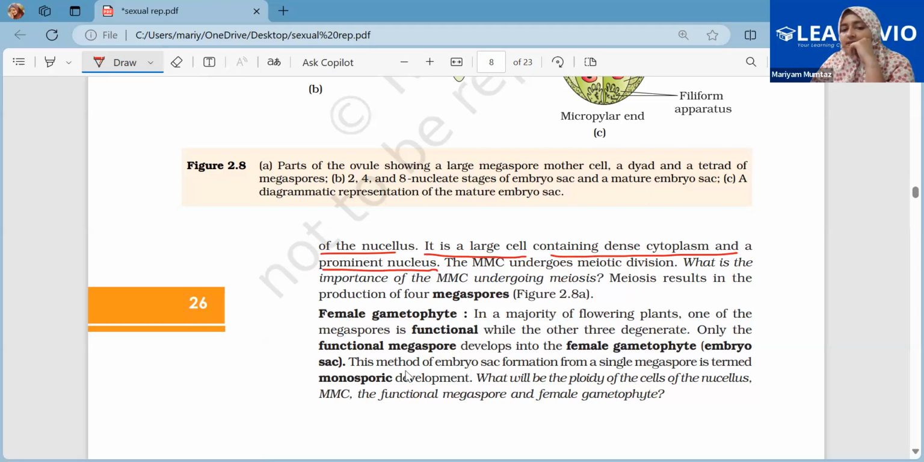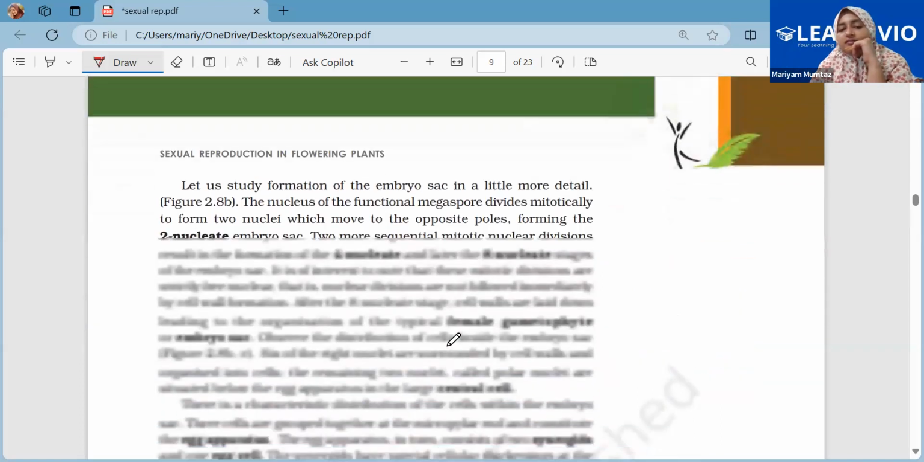Now, the megaspore mother cell undergoes meiotic division and forms 4 megaspores. Out of these 4 megaspores, only one is functional. The rest 3 will degenerate because they are non-functional. The functional megaspore develops into the female gametophyte or the embryo sac. And since only one megaspore is being used, we'll call it monosporic development. Mono means one, sporic is referring to the megaspore, and development. So monosporic development. This is how the female gametophyte is made.